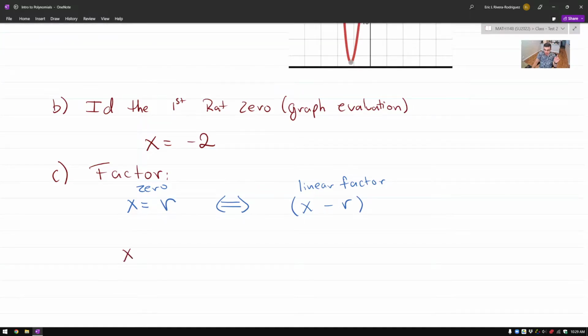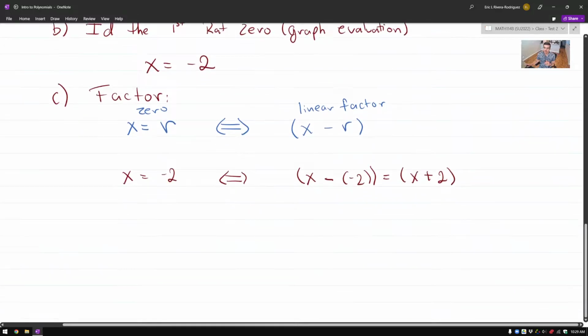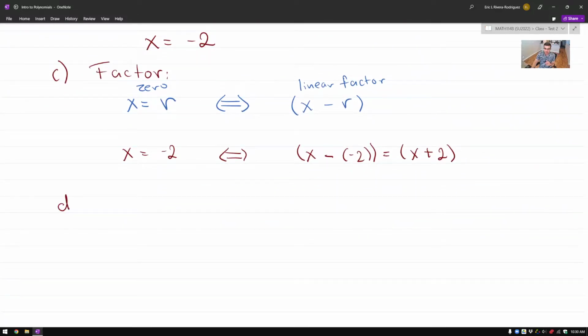Well, we have a zero. X is equal -2, that's a zero. So we can get a linear factor of x minus, careful with the negative, -2. If we simplify this, this is going to be equal to x plus 2. Okay. Questions? Okay. So now we are going to do something very interesting.